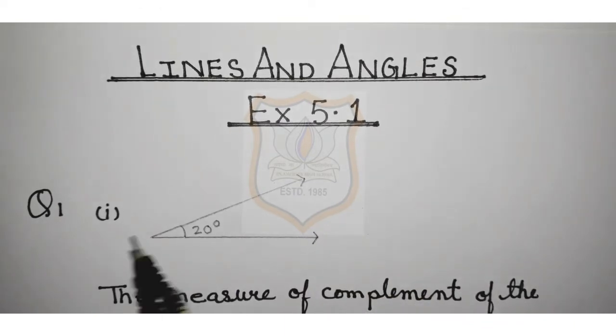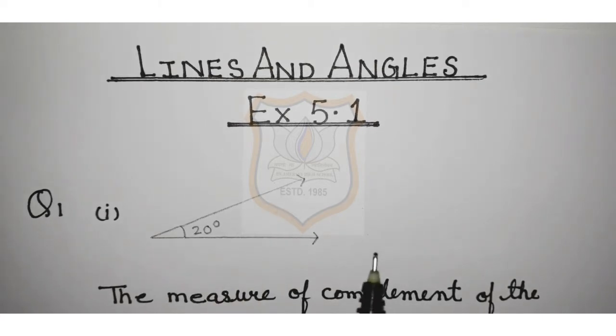Question number 1, first part. You have to find the complementary angle of the given figure. The figure is given here. You have to draw the figure in your notebook with the help of a pencil. Now, you have to find the complementary angle of the given figure.